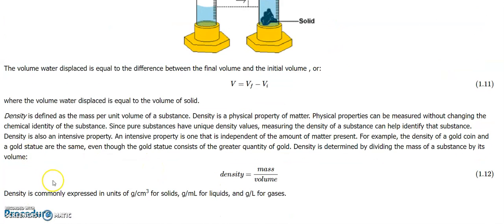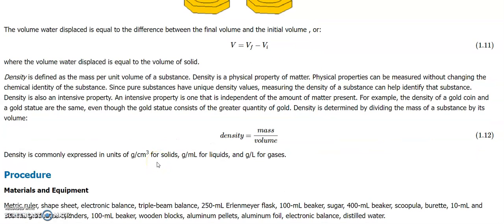The volume of water displaced is equal to the difference between the final volume and the initial volume. So final minus initial, you will get the volume. So the volume of water displaced is equal to the volume of the solid.